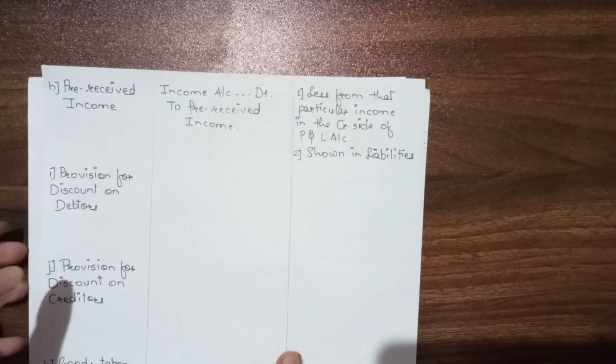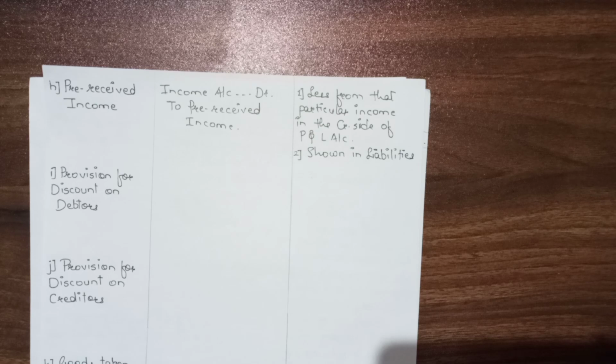Why do we have to give the second effect in liabilities? Because we have received a pre-received income. If the person who has given us the prepaid income demands that money back in future, then you have to give it, not today but tomorrow, definitely he will demand. So that is why you have to show it on the liabilities side. That means you have to give back the extra income someday.